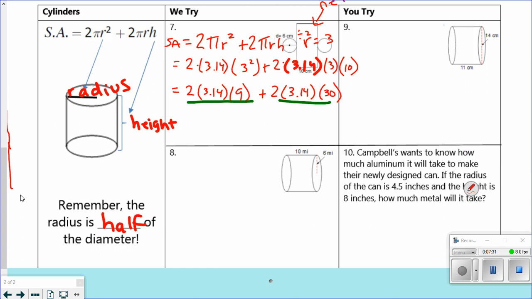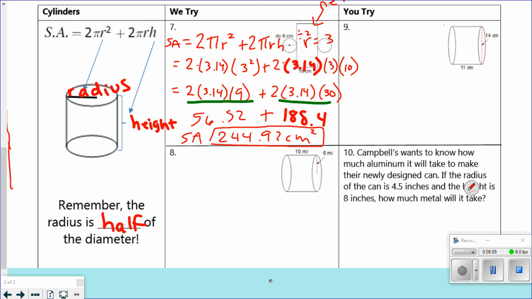Go ahead and take a second to do 2 times 3.14 times 9. You should get 56.52 plus 2 times 3.14 times 30. See what you get there? On that one, you should get 188.4. When I add them all together, I get, there's my 244.92 centimeters squared. And that's my surface area.